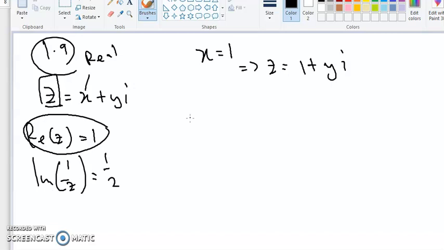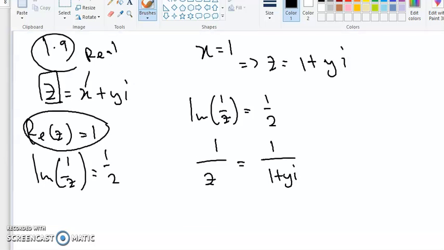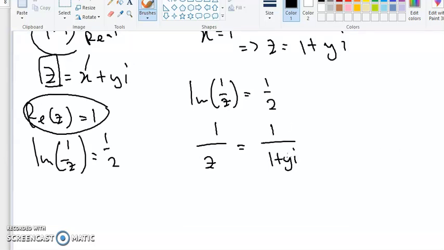And then the next one, it says here the imaginary of 1 over z will be equal to 1 over 2. So let's solve 1 over z first. 1 over z is equal to 1 over 1 plus yi. Is it right? So what can we do? We are going to multiply with the conjugate, of course. So multiplying with the conjugate, we will have 1 minus yi over 1 minus yi.